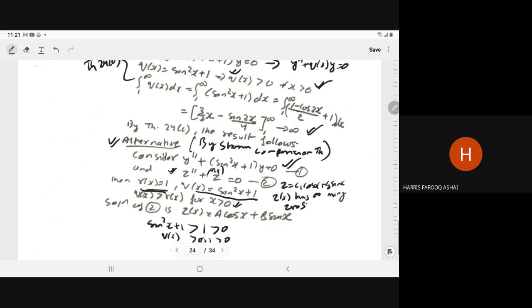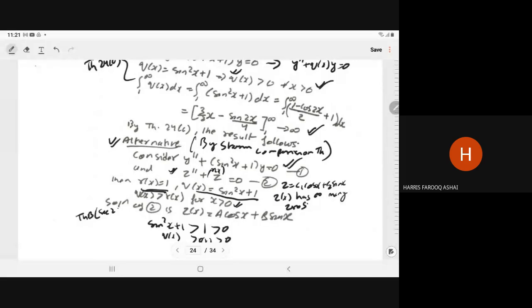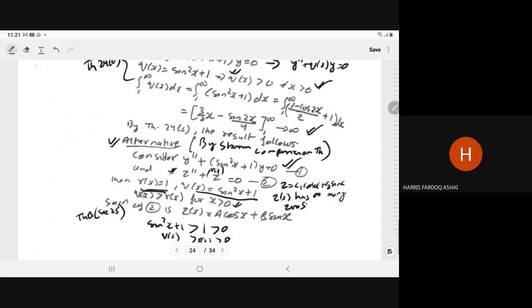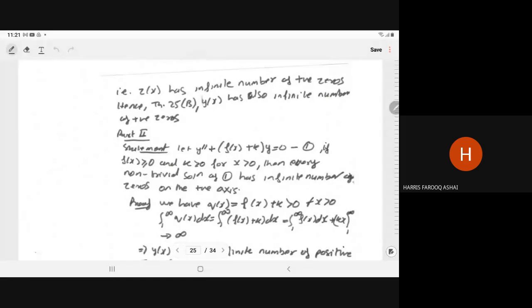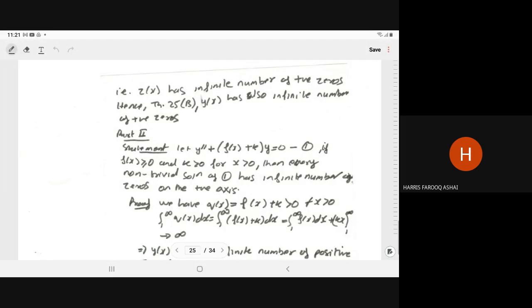So whatever the conditions are for applying theorem B of section 25, right? Here we have infinitely many zeros, since z(x) has infinitely many zeros. That is, z(x) has infinite number of positive zeros. Hence, by theorem 25b, y(x) also has infinite number of positive zeros.